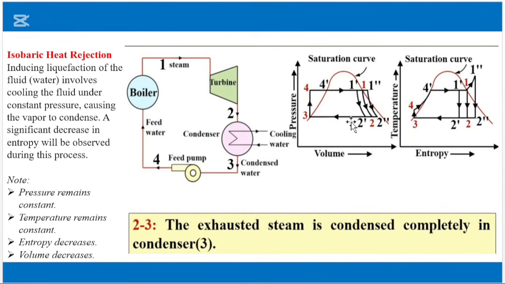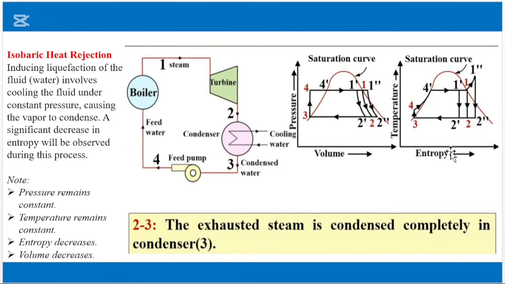Let me tell you why it has to be at constant pressure. If it is not at constant pressure, the rate of the condensation is going to be different. Sometimes more water is condensed, sometimes less water is condensed. Then sometimes the feed pump will have enough water to pump to the boiler, sometimes it will not have sufficient water. What we want is the uniform flow of the water, so to maintain the uniform flow, the pressure has to be constant. So the PV diagram is completed. Let's look into the TS diagram.